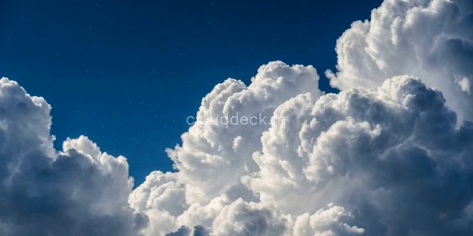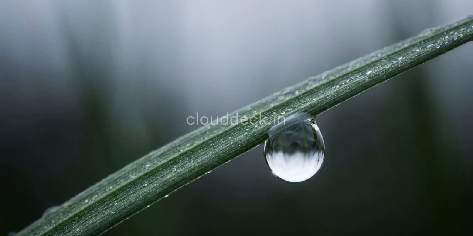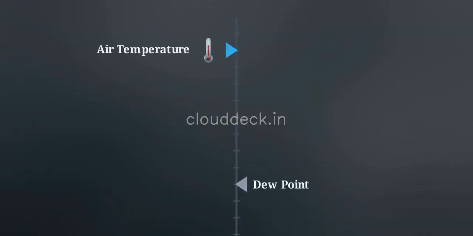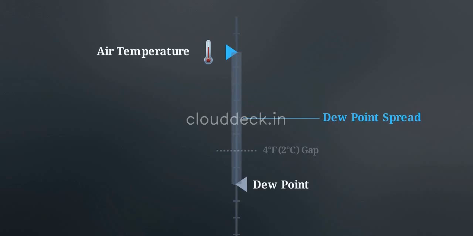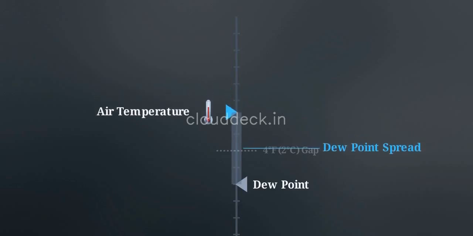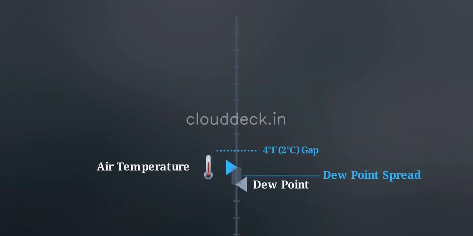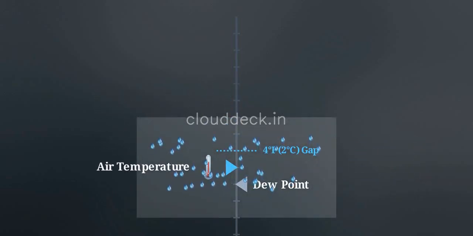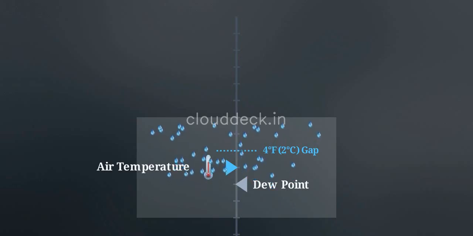Fog is exactly the same physical substance as the white formations floating miles above our heads, formed by the exact same atmospheric trigger. This diagram illustrates what meteorologists call the dewpoint spread. It tracks the critical gap between the actual temperature of the air and its dew point. As the air cools and that gap shrinks to within about 4 degrees Fahrenheit, the environment approaches absolute saturation.